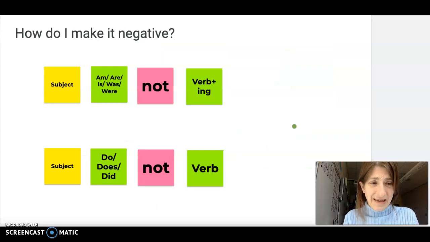So how do I make it negative? Here's a review. You're going to have your subject, what you're talking about. Then you're going to have either a helping word that's already there, plus not, and then your verb plus your suffix ing. Or, if it doesn't have an ing on the verb, you need a helper to add in. So do or does for the present tense, that's like now, or did if it's in the past. That's how you change it to a negative.